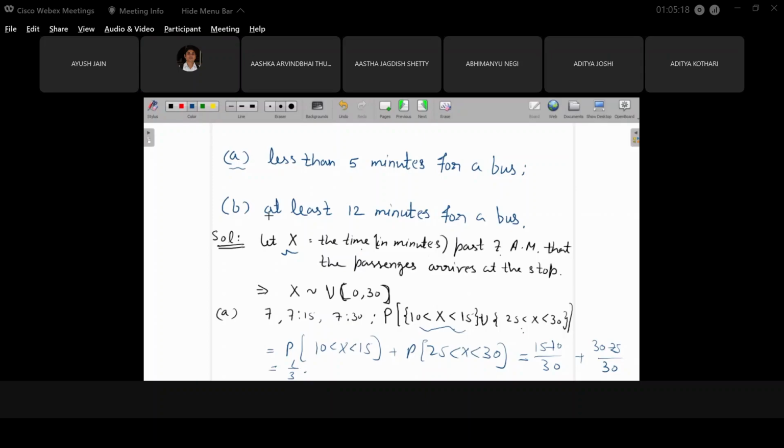Now, if you look at this, he should wait at least 12 minutes for a bus. So when should he arrive? Only two buses are there, at 7:15 and 7:30. So he should arrive between 7 to 7:03 and 7:15 to 7:18. These are the only two possibilities where, if he arrives, he should wait at least 12 minutes for a bus.